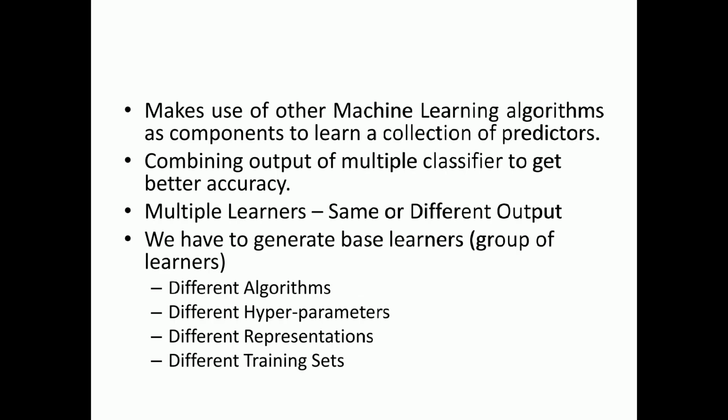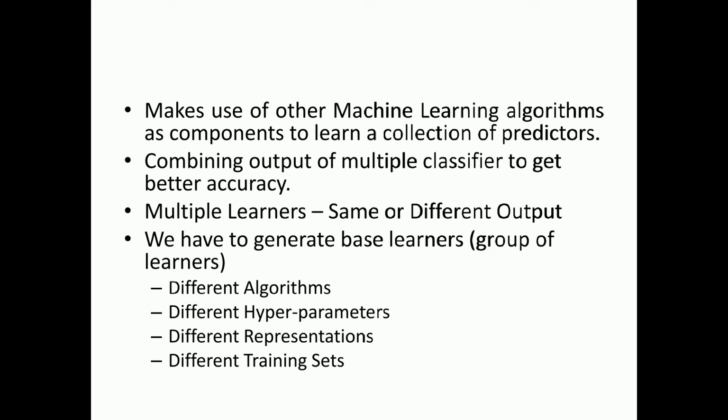Ensemble Learning makes use of other machine learning algorithms as components to learn a collection of predictors. It combines the output of multiple classifiers for better accuracy. So, if we have multiple learners of the same or different output, we can combine them together to get a better result.